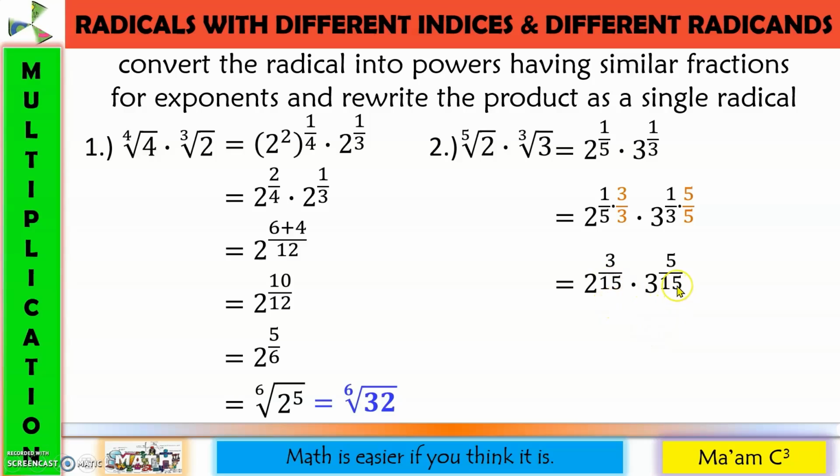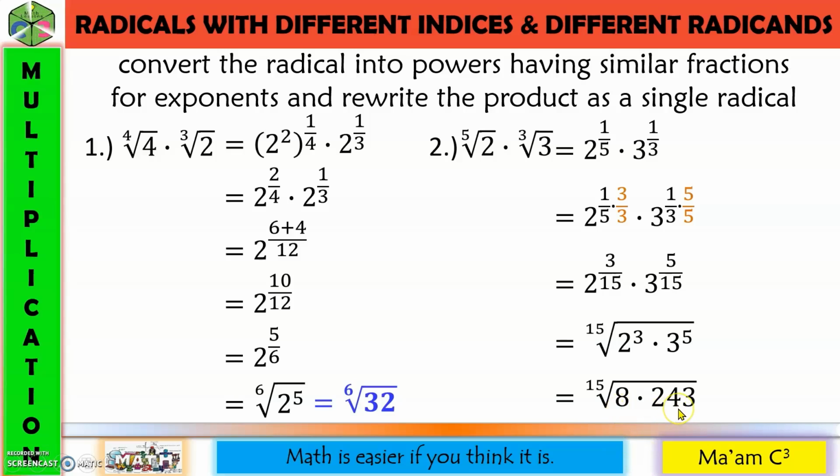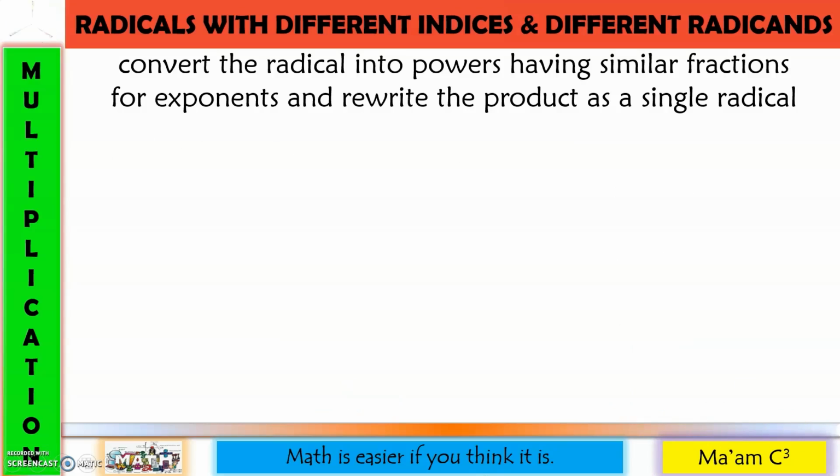Now I have the same denominators. This will now be my index. So this is the 15th root of 2 cubed times 3 to the 5th power. And 2 cubed is equal to 8. 3 to the 5th is 243. So 8 times 243 is 1,944. Let us have one more.